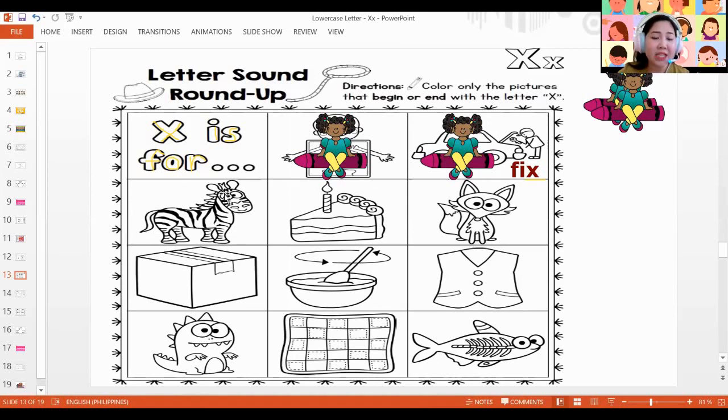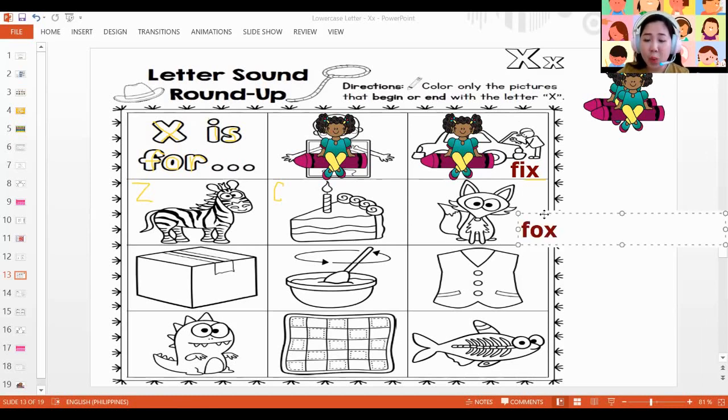Then we have this picture. This is a zebra. Are we gonna cover or color a zebra? No, because it begins with the letter Z. So let's write the letter Z on the side. For the next one, we have, what is this? It's a cake. C is for cake, and the daddy of Megan will get a cake today because it is his birthday. Happy birthday po! Cake does not begin with the letter X, so we will just write letter C on the side. Now, this animal.